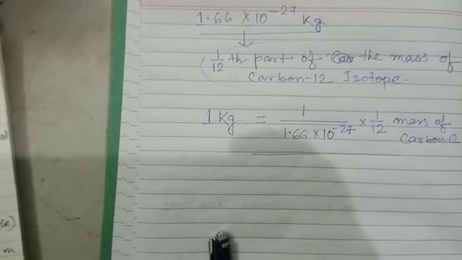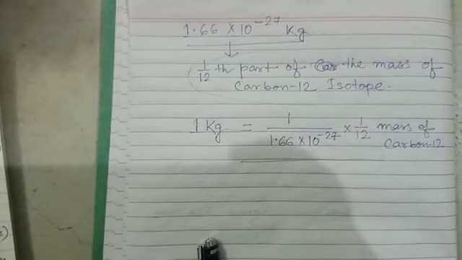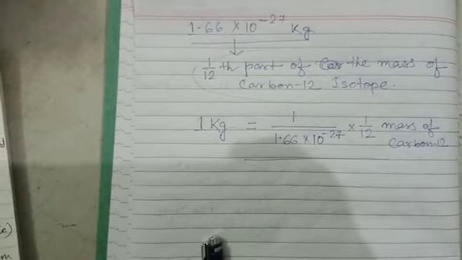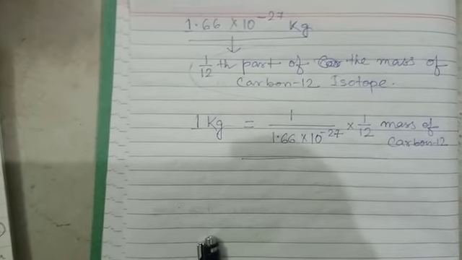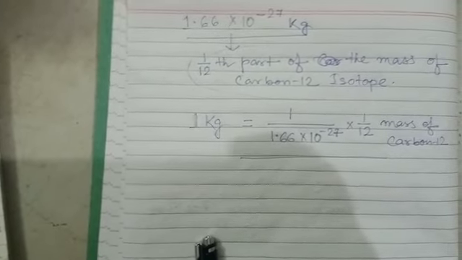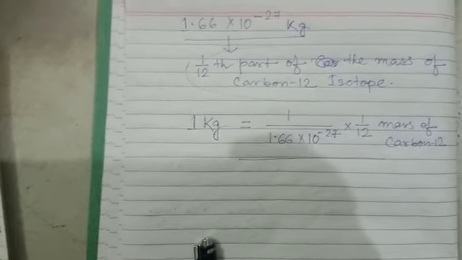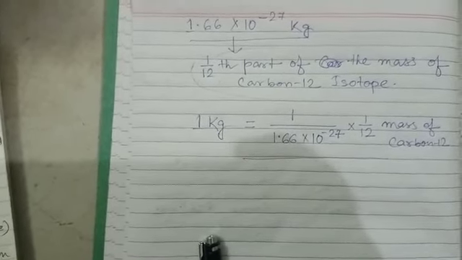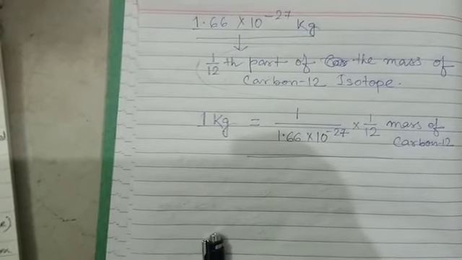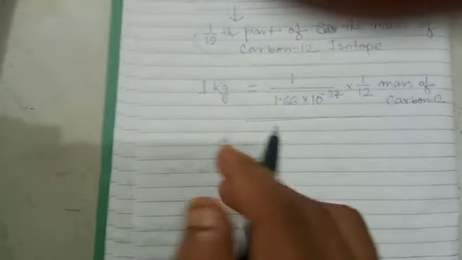And what is the definition of electric current? The definition of electric current is the current which, when maintained in two parallel straight conductors of infinite length and negligible cross-sectional area placed in vacuum at a distance of 1 meter apart, would produce a force of 2 into 10 to the power minus 7 Newton per meter length between the conductors.